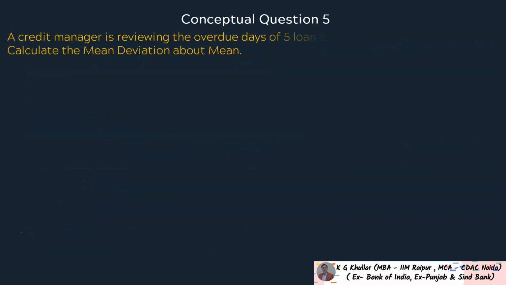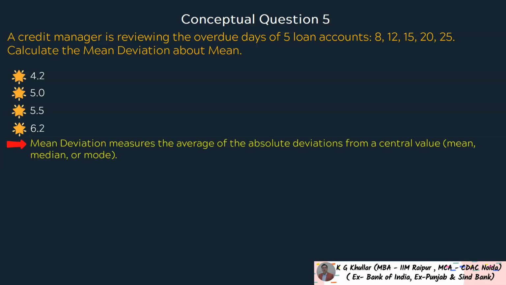The next question is, a credit manager is reviewing the overdue days of 5 loan accounts. Now these are the overdue days given for the loan accounts. Then calculate the mean deviation about the mean, and these options are given to you. Friends, mean deviation measures the average of absolute deviation from a central value, be it mean, median or mode. Basically, it helps bankers to assess variability in repayment days.